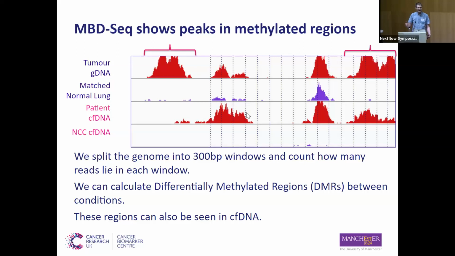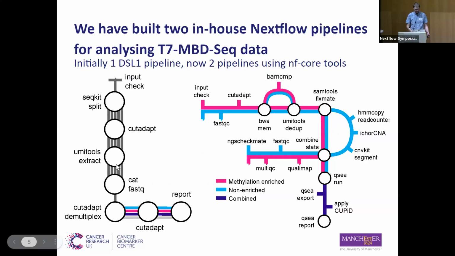And then you can look in patients. So this is a different patient to the tumor and normal lung. But you can see there is consistency between that tumor sample from a lung tumor and the cfDNA coming from a patient. And then it's absent in this non-cancer control sample here in cfDNA.